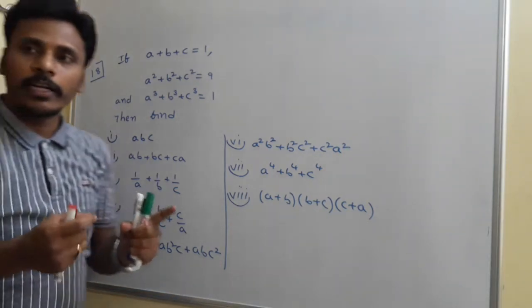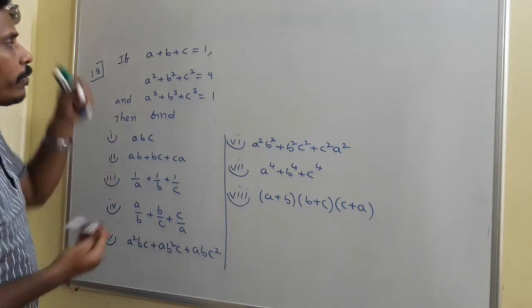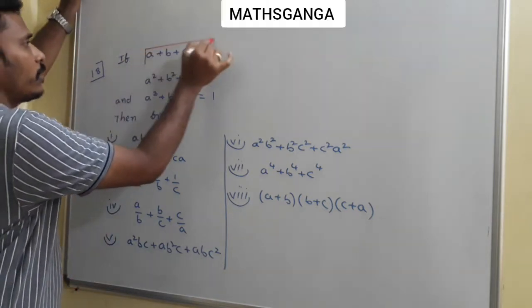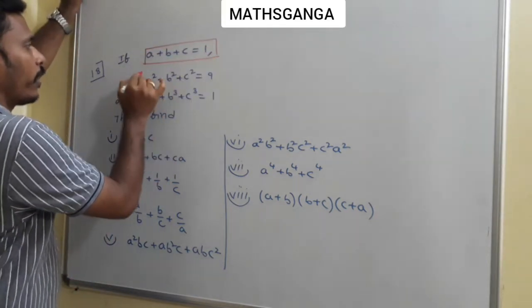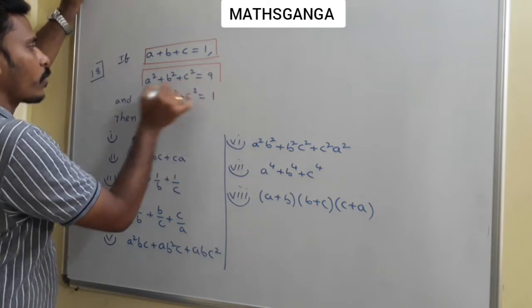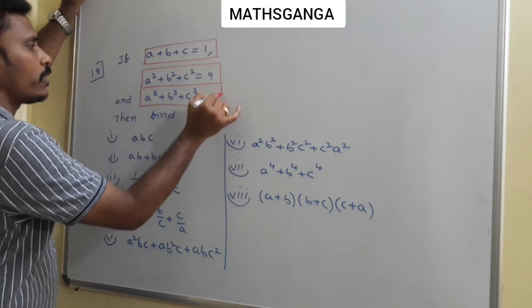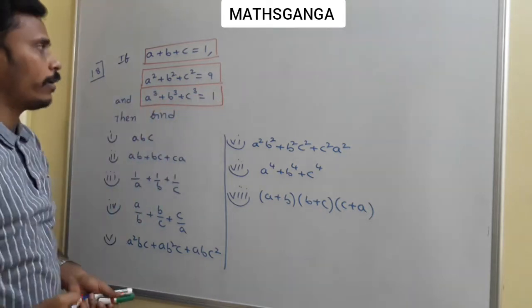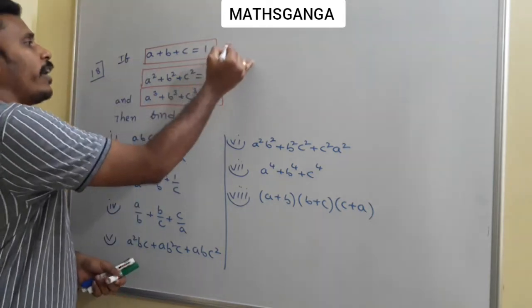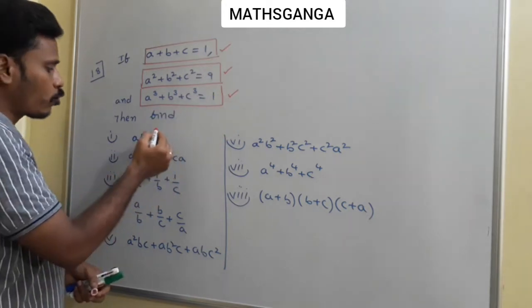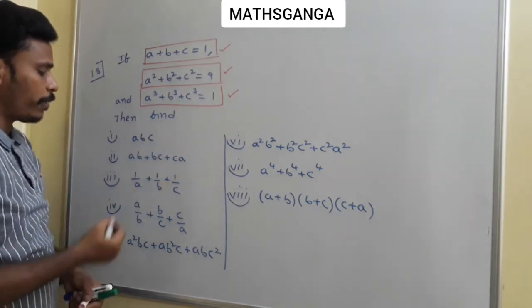The problem is related to three variables a, b and c. It is given that a plus b plus c is equal to 1, a square plus b square plus c square is 9, and a cube plus b cube plus c cube is again 1. Based on these three values, they are asking us to find abc, ab plus bc plus ca and all those things.